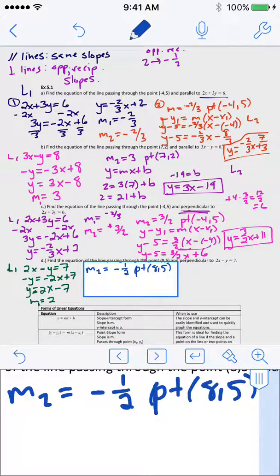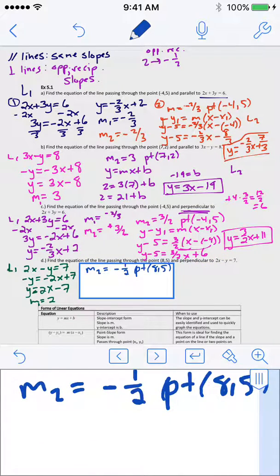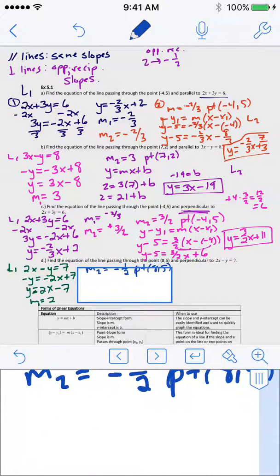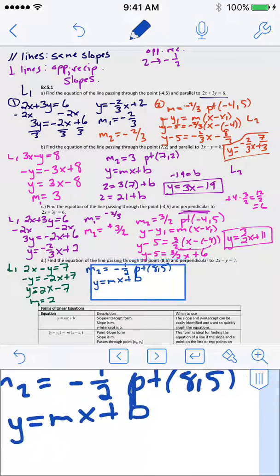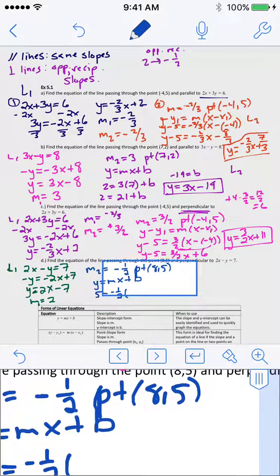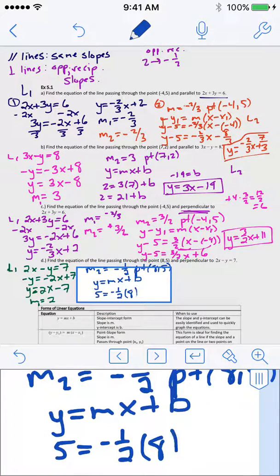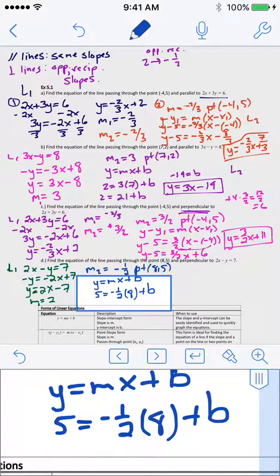I'm going to use that to find my equation. Just like last time, I'm going to switch it up. Instead of using point-slope form, I'm going to use slope-intercept form, because why not? They're about the same amount of work. So y is equal to mx plus b. I'm going to plug in what I know. I know that y was 5, m was negative 1/2, and x was 8. But I don't know b, right? Because 8, 5 is definitely not 0, something.